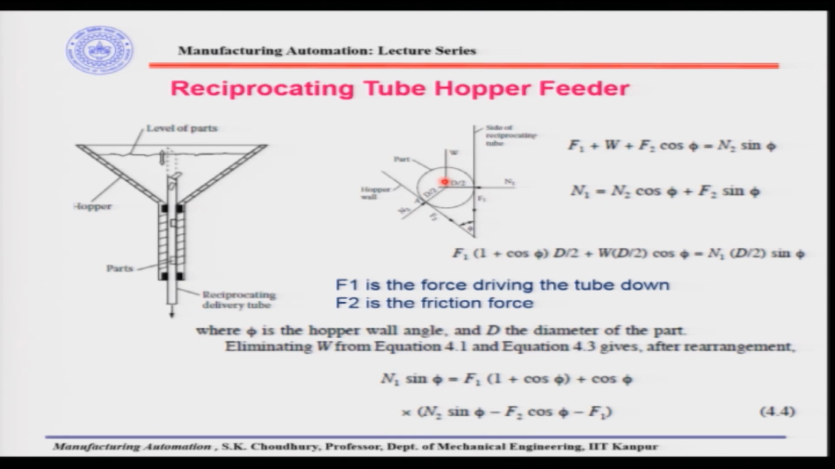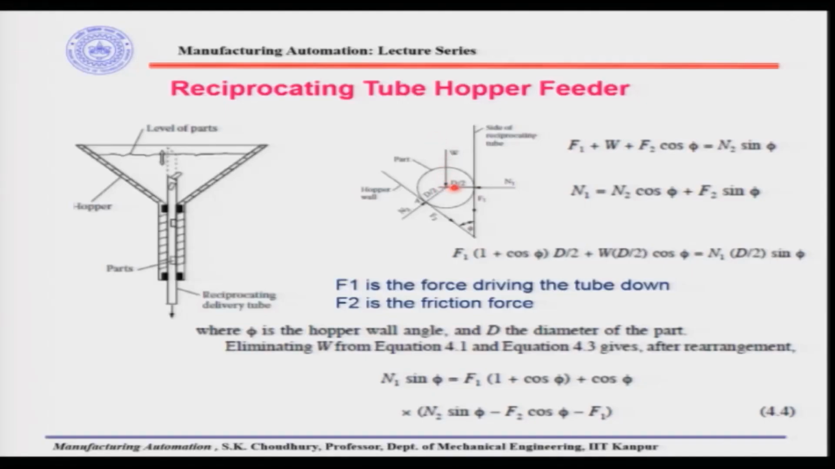Now, here the W is not exactly the weight of a single part. Since it is a mass of the parts, on one part, as shown here, there are other parts located. So, the W is the weight of this part plus other parts which are stacked on this part. Let us say this is consolidated as W. D by 2 is the radius of the part, it is D by 2 here. Phi is that angle between the side of the reciprocating tube and the hopper wall.